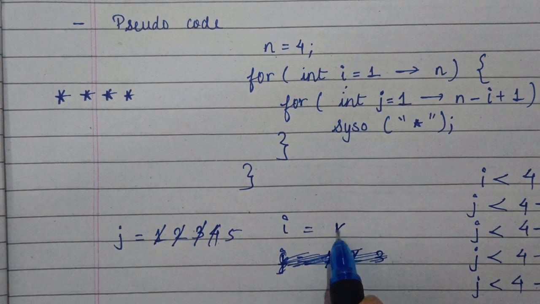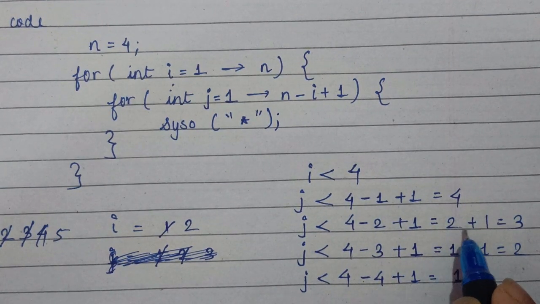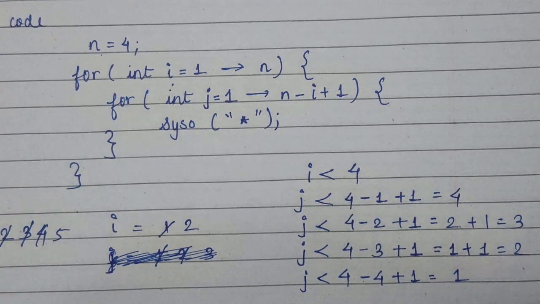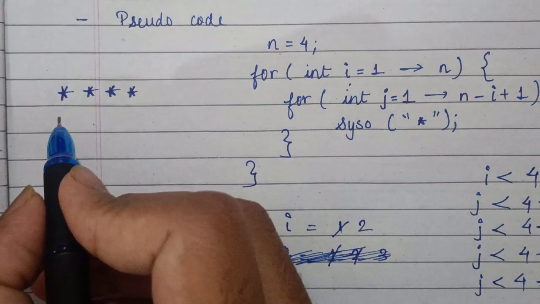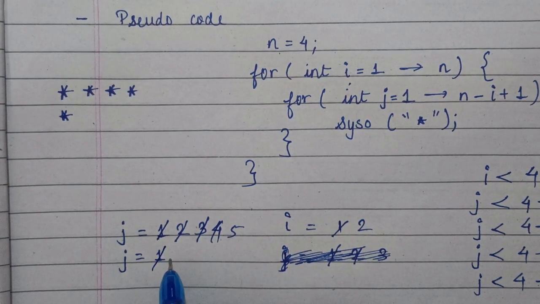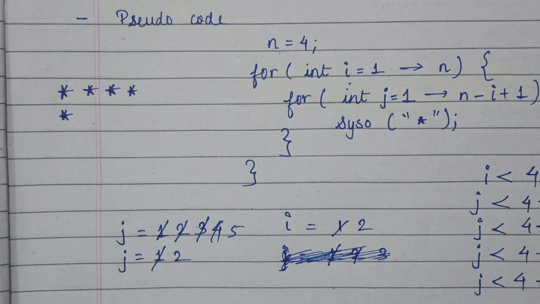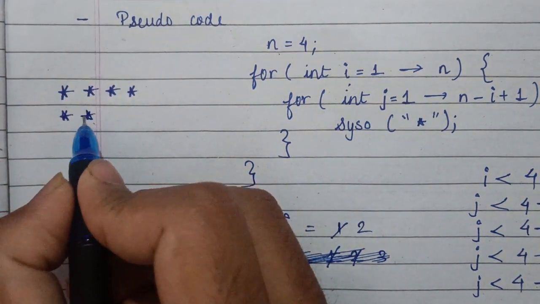Then i's value gets updated. Now i's value gets updated to 2. 4 minus 2 plus 1 is equal to 2 plus 1, which is equal to 3. Now the limit is here 3. It will check the condition: 1 is less than or equal to 3, the condition is true, then it will print a star. Okay, then j will be updated to 2. Then it will check the condition: 2 is less than or equal to 3. The condition is true, then it will print a star.